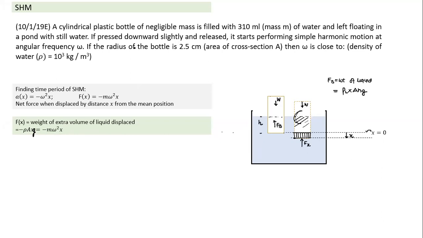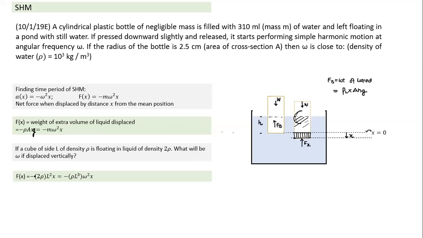Is all the information given here? All the information is given, so we can easily solve. Suppose we change this question to a more general form. The moment we find Fx, x gets cancelled and you get the value of omega. In more general terms, a cube of side L and density rho is floating in a liquid of density 2 rho; the liquid density has to be more, only then will it float. What will be the omega value if it is displaced vertically? I solve it in a similar way. What would Fx be here? Fx will be equal to minus the density of the liquid, 2 rho.